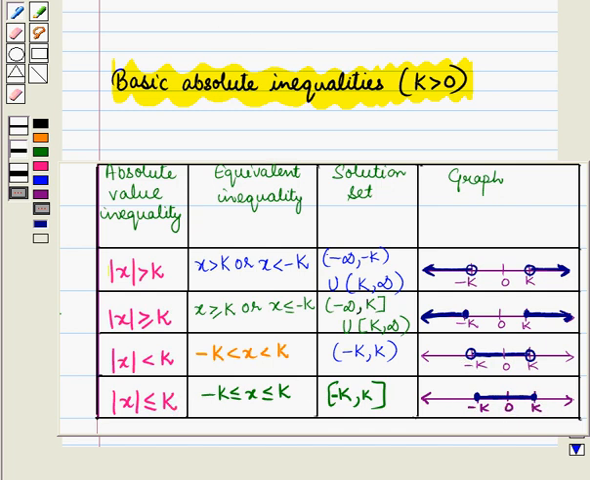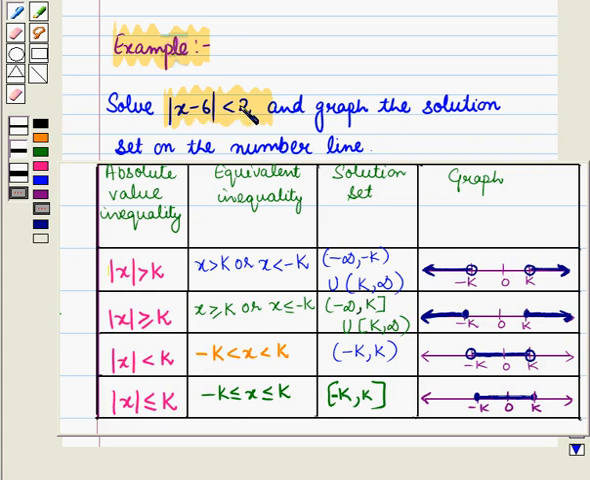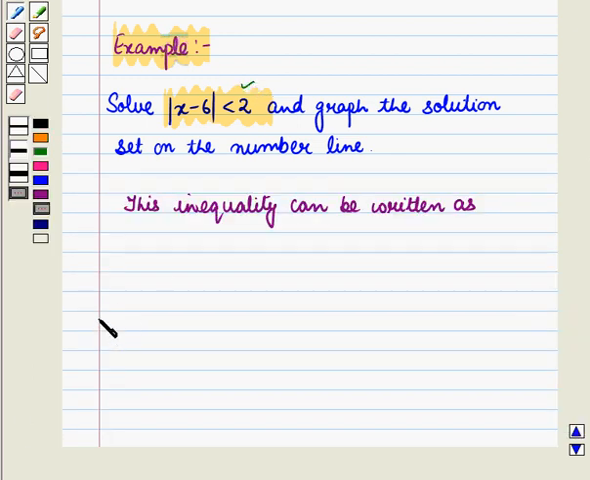Now let us discuss an example where we have to solve the inequality absolute value of x minus 6 is less than 2 and graph the solution set on the number line. Now this inequality is of the type absolute value of x is less than k, and we know that for this type of inequality the equivalent inequality is given as minus k is less than x is less than k. So this inequality can be written as minus 2 is less than x minus 6 is less than 2.